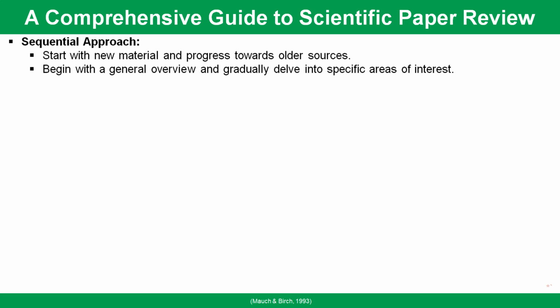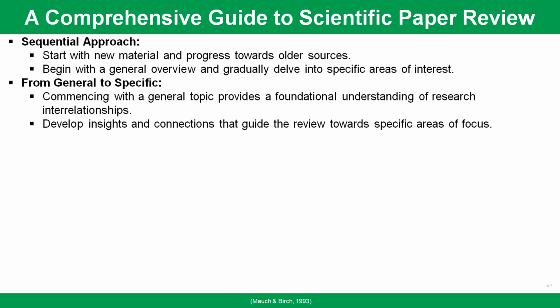In a sequential approach to literature review, begin your literature review by exploring new material first and progress towards older later. This approach ensures that you are building upon the latest research findings. Start with a general overview of the topic and gradually delve into specific areas of interest. This allows you to develop a comprehensive understanding of the research landscape.